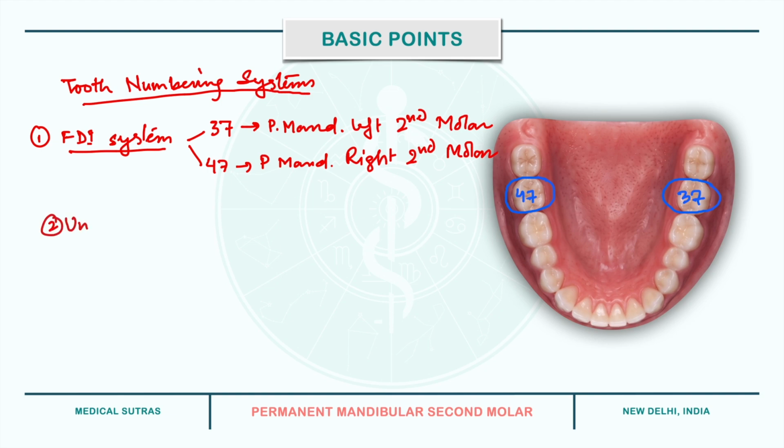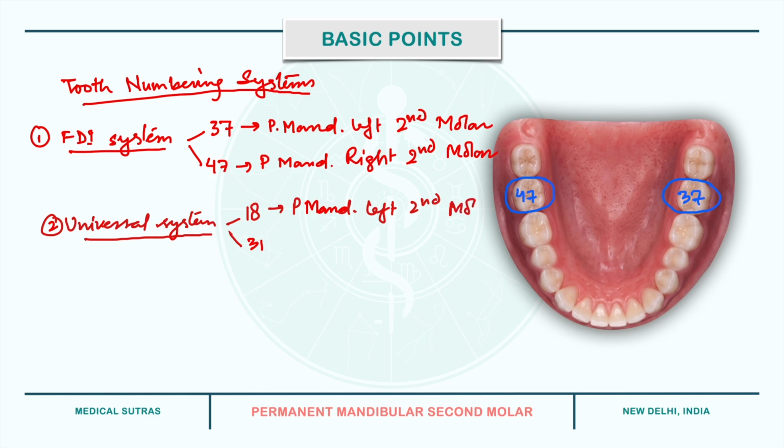Next, in the universal system of notation, the numbers 18 and 31 are used to represent permanent mandibular left second molar and permanent mandibular right second molar respectively. So here 18 represents the 3-7 tooth or the left second molar and 31 represents the 4-7 tooth or right second molar.